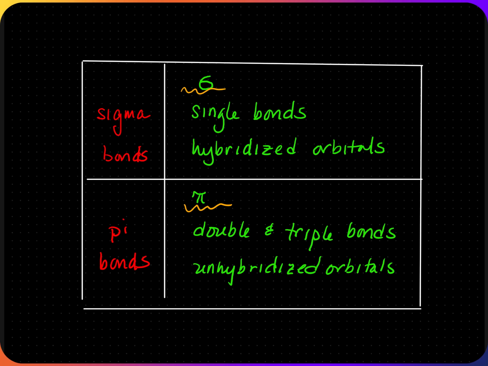So a single bond here will have a sigma bond. A double bond will have a sigma bond first, and then the second bond will be a pi bond. A triple bond, again, will start with a sigma bond, and then the next 2 will be pi bonds. So a triple bond will have 1 sigma bond and 2 pi bonds.